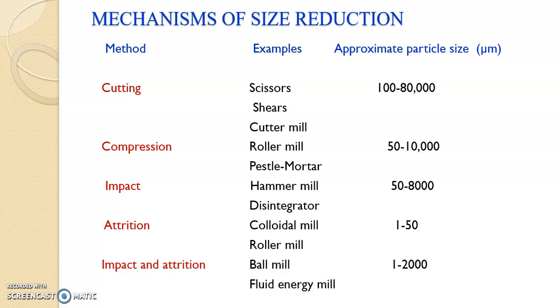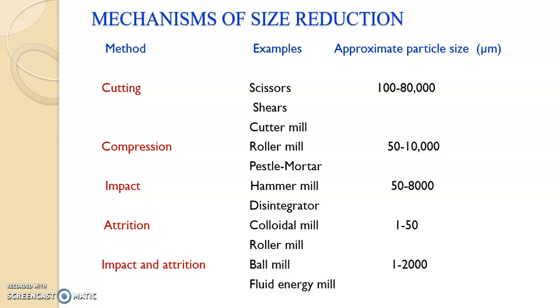Next is attrition. Attrition is a very important phenomenon wherein the large particles collide with the small particles and an exchange of kinetic energy takes place, and this exchange of kinetic energy leads to the size reduction process. We have the colloidal mill in this range, we have the fluid energy mill and roller mill. The particle size obtained in this case is 1 to 50 microns.